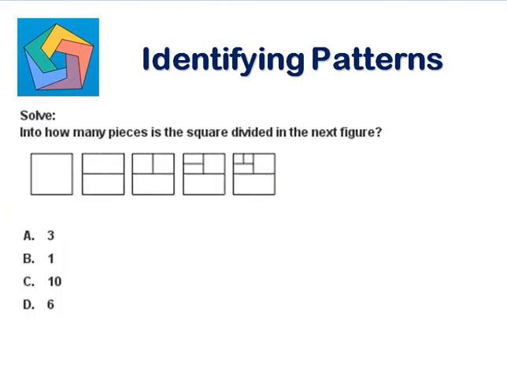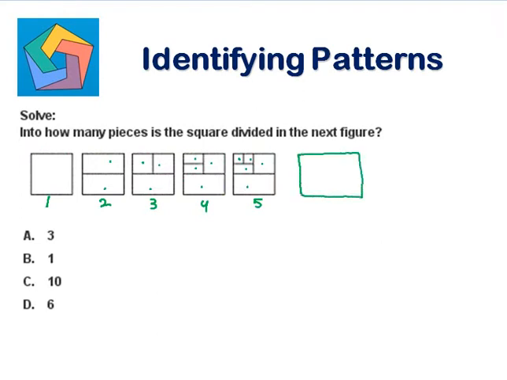Next problem. Solve. Into how many pieces is the square divided in the next figure? We have one piece here, one single square. Now two pieces, one rectangle and one rectangle. 1, 2, 3. 3 pieces. 1, 2, 3, 4. 1, 2, 3, 4, 5. 5 pieces. So in the next figure, square should be divided into 6 pieces.